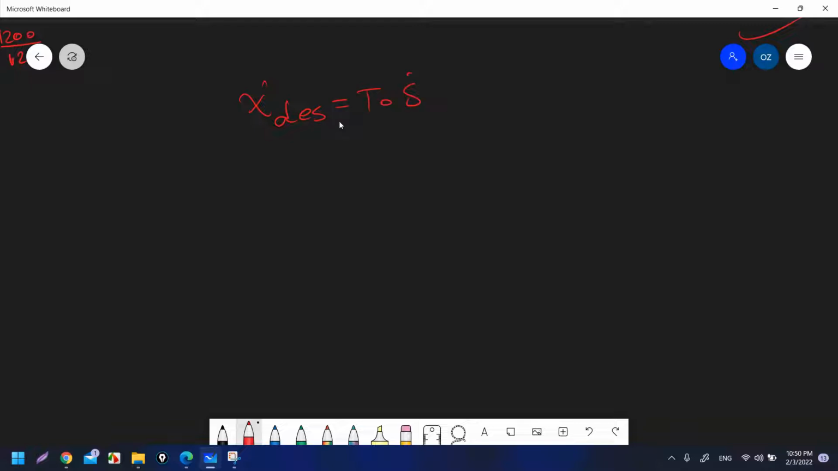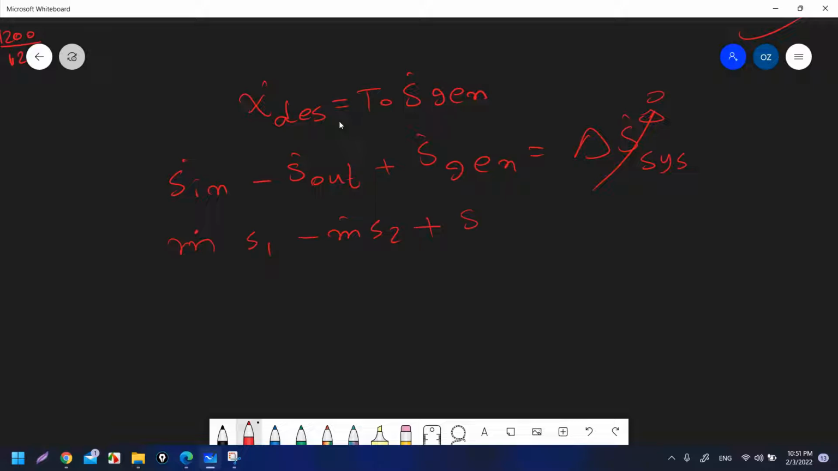is equal to T naught S dot generation, and for S generation you have to use the entropy balance: S dot in minus S dot out, plus S dot generation equal to delta S system, which will be 0 because it's steady. For S in and S out I have mass entropy transfer, so it is m dot S1 minus m dot S2. I don't have heat transfer because it is an adiabatic system. There is no work entropy transfer by work. Always, entropy transfer by work is 0. Okay, I wrote it in the summary. So S dot generation is equal to m dot (S2 minus S1).